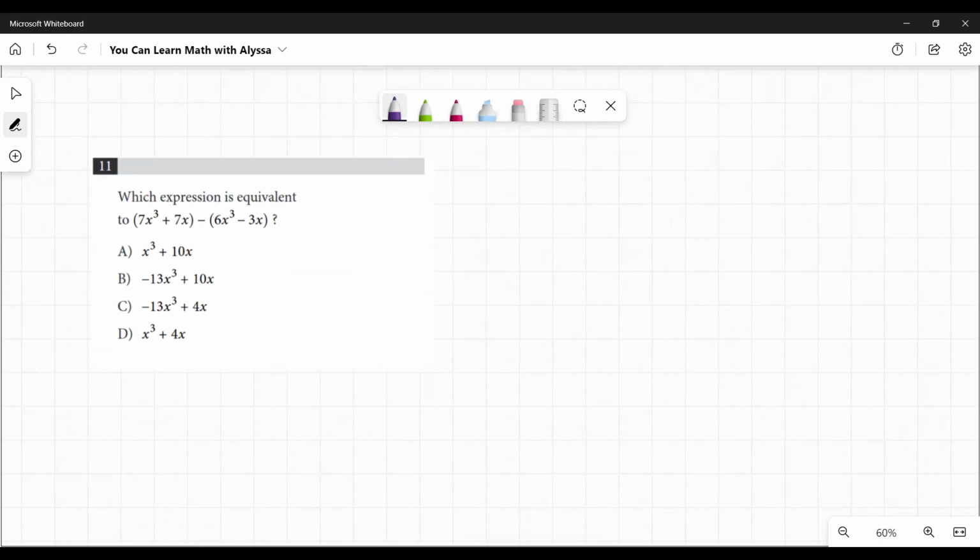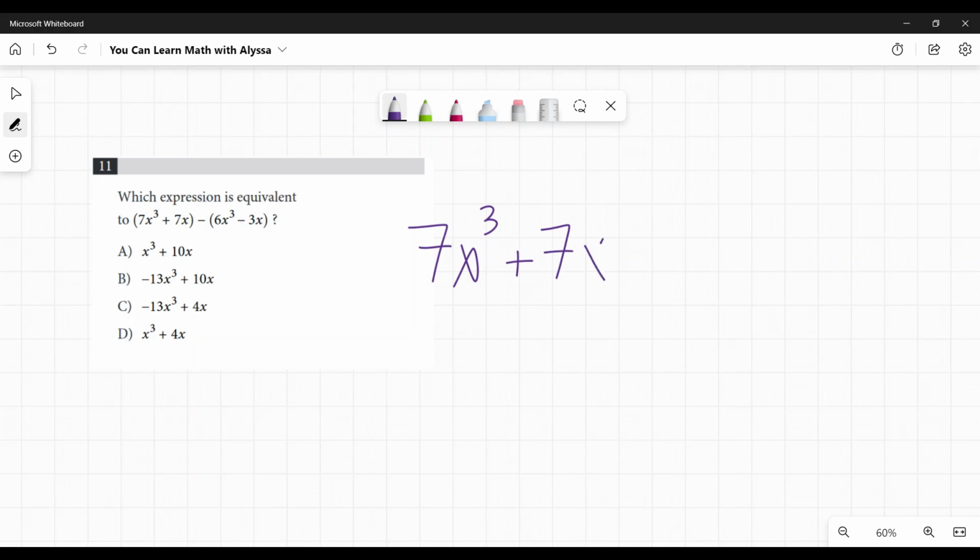Number 11. Which expression is equivalent to 7x cubed plus 7x minus, all in parentheses, 6x cubed minus 3x? This is a problem of combining like terms. And the biggest point you have to pay attention to there is that minus sign in the middle. That's the only thing that's really going to trip you up.